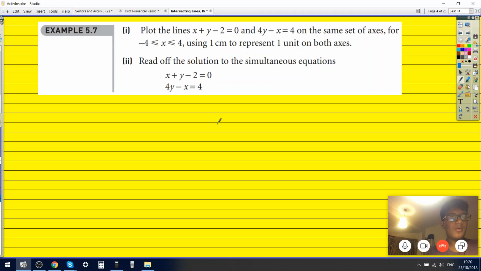Could I just go and get my math set? It's just in the cupboard next to me. Is that all right? Yeah.